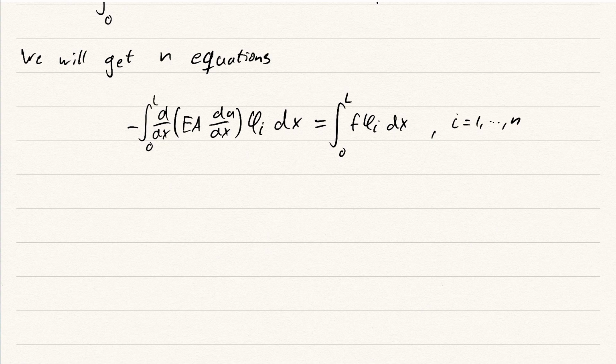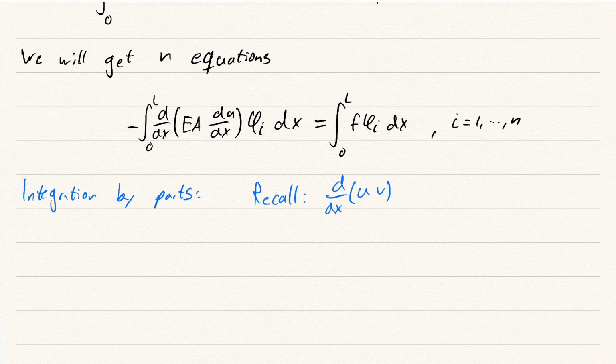So I'm going to recall how you do integration by parts. Recall that the derivative d dx of a product of two functions u and v can be split. This is the product rule. So you have du dx, the derivative of u, multiplying the function v, plus the derivative of v, dv dx, multiplying the function u.